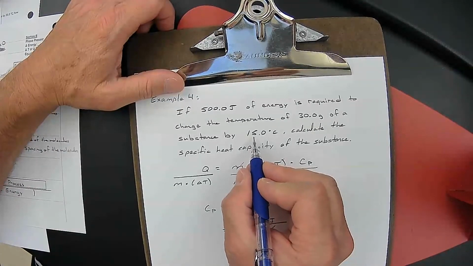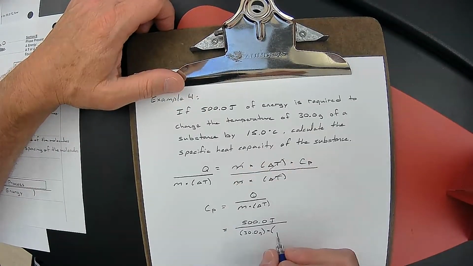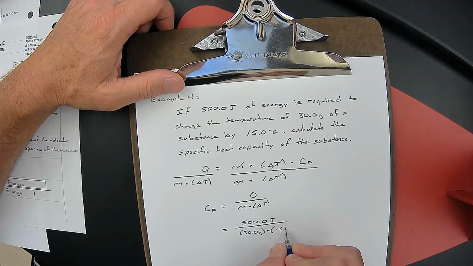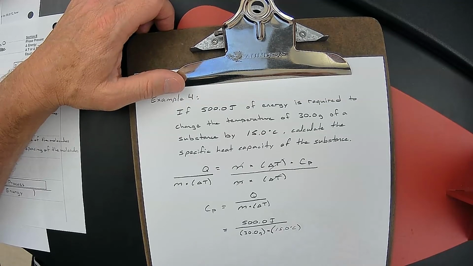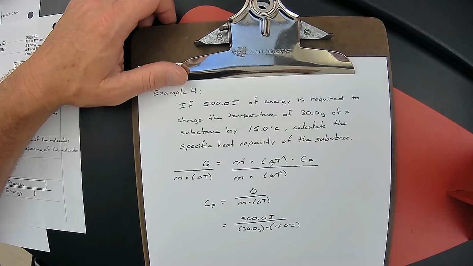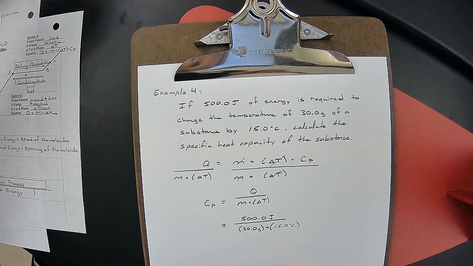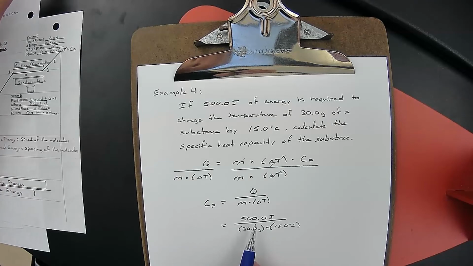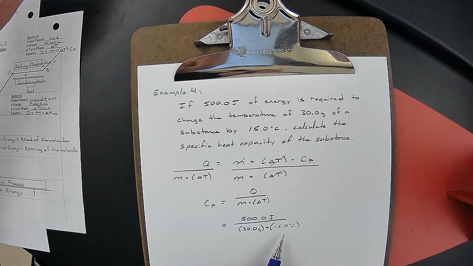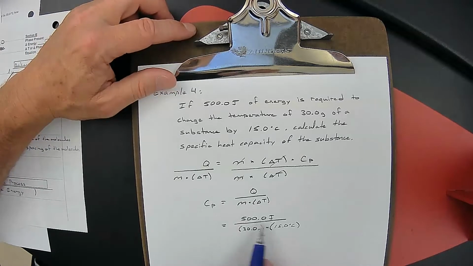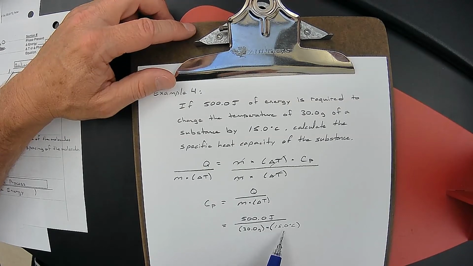They didn't tell me I went from 45 to 60 or anything like that. They just told me what my change was. I don't have to subtract. So now when I do this on my calculator, it's very important that we understand it's 500 divided by 30, then divided by 15. A lot of students will go 500 divided by 30 times 15.